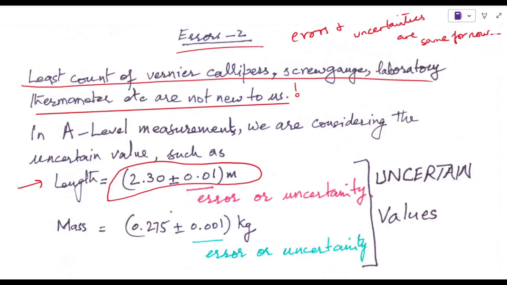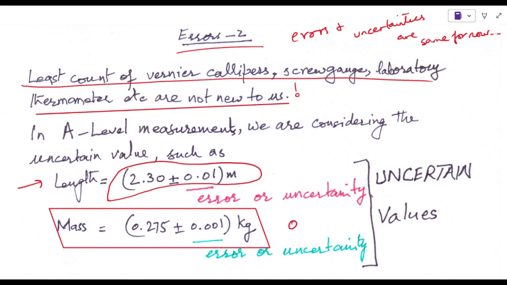Similarly, mass equal to 0.275 plus minus 0.001 kg. The value of 0.01 meter in length is the error or uncertainty in length, and 0.001 kg in mass is error or uncertainty in mass measurement.